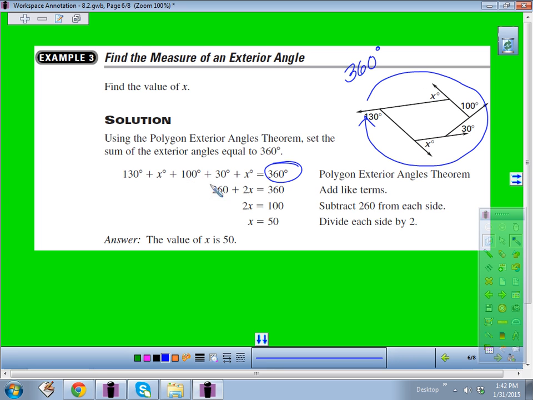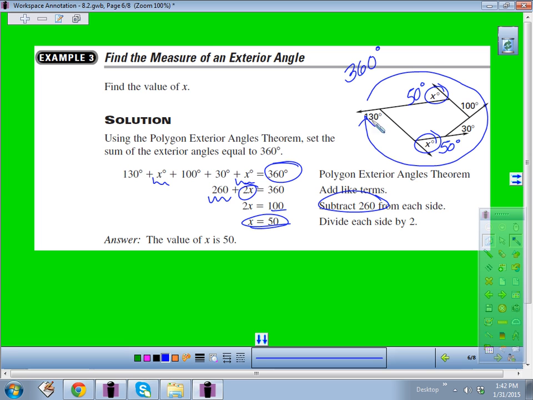Well, there's two x's in this picture, one right here and here. And so that will also go into our algebra calculation. So we need to combine like terms. We get 260. Combine the x's: x plus x is 2x. And we'll subtract 260 from each side to get 100. And the last step, we'll divide by 2 to get 50. So x equals 50. So each one of these angles would be 50 degrees.